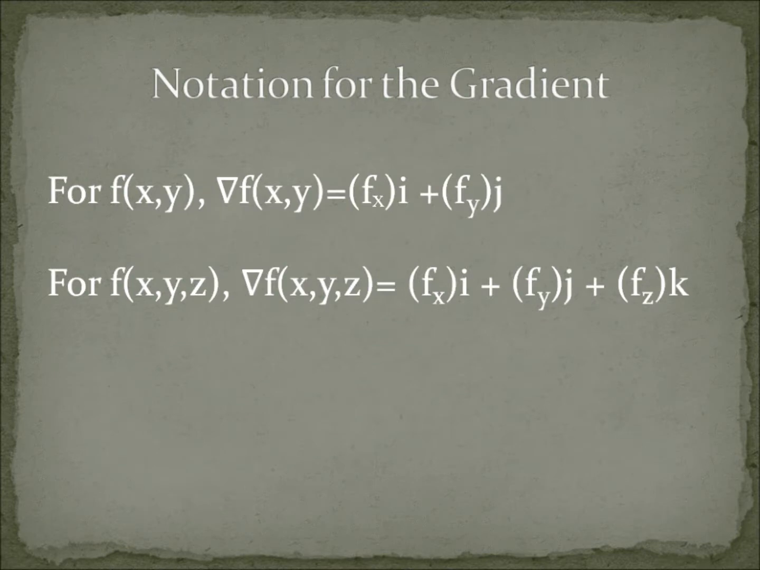The notation for the gradient is, for f of x, y, the gradient of f is equal to the partial derivative with respect to x, i, plus the partial derivative with respect to y, j. For a function f of x, y, z, the gradient of f is equal to the partial derivative with respect to x, i, plus the partial derivative with respect to y, j, plus the partial derivative with respect to z, k.